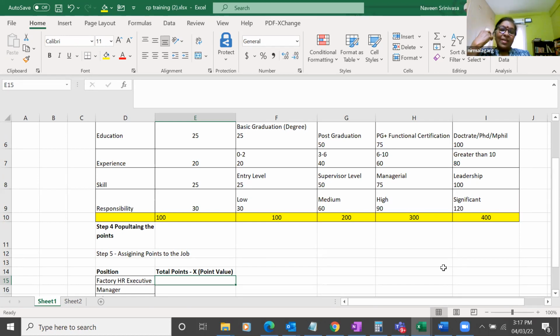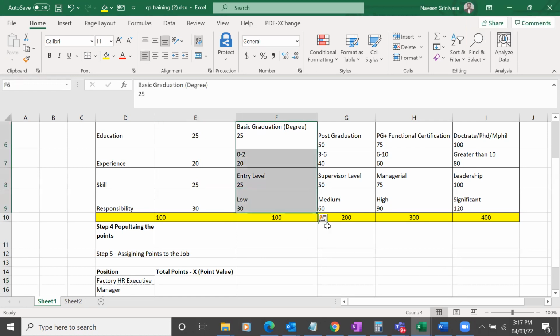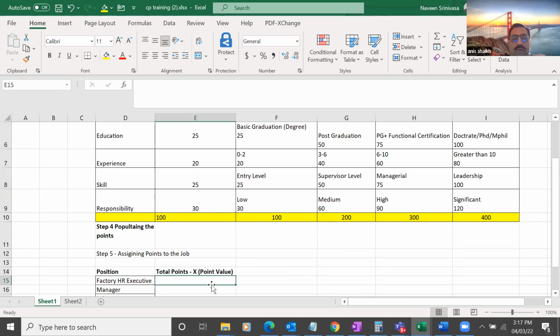Six people, assign two positions, calculate the point value and put it here. Factory HR executive would be 100, just to get a correction. Why? Because all the things are in this criteria. Yeah, 100 is okay for factory HR executive. Okay, let's write 100 there, then we'll see.